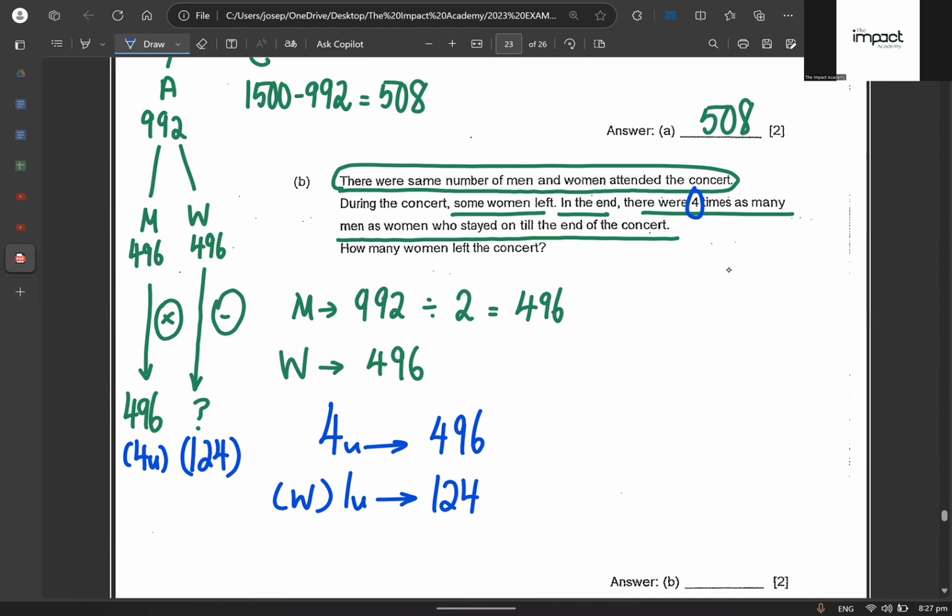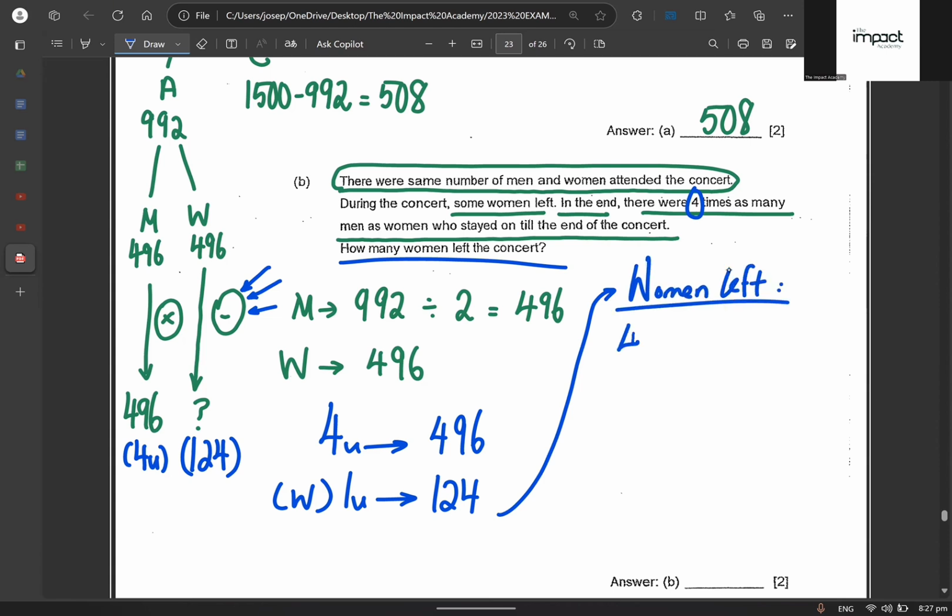Okay, the question says how many women left the concert. So what are they asking for? They are asking for this part over here. Correct or not? Okay, so you're going to write women left. What do you think women left would be? It will be 496 minus 124. Very good. So this gets you to an answer of 372. And this is your answer for this question.